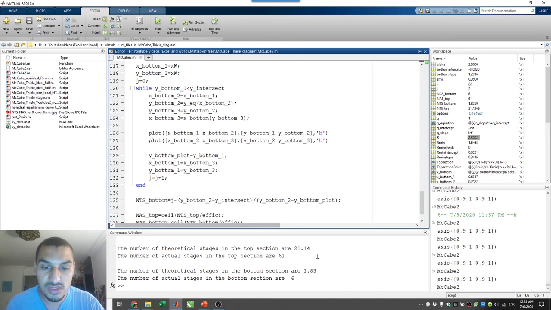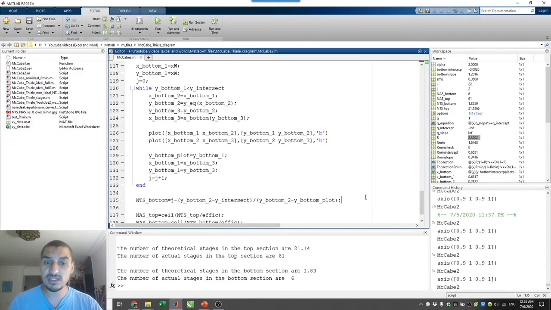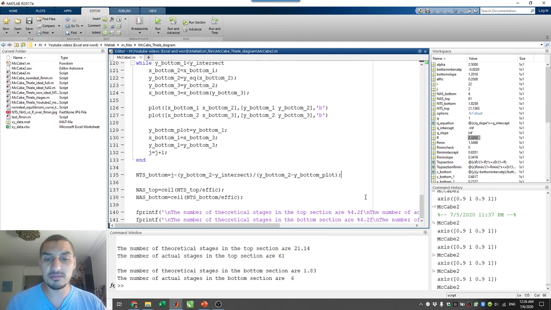The total number of actual stages here is 67, 61 plus 6. Of this 67, more than 90% of the stages are just in the top section, and I would say 80% or maybe more is just in this part of the diagram. So it's very good to try to grasp the concept and to understand how this reflects the mass transfer concepts that we need to keep in mind while working with such systems.